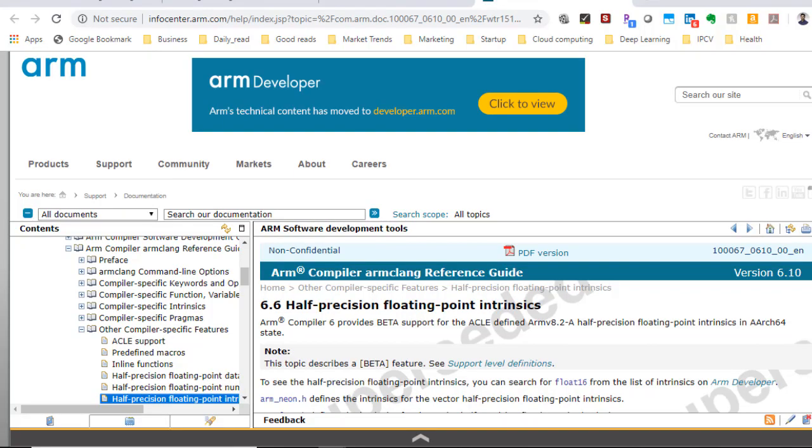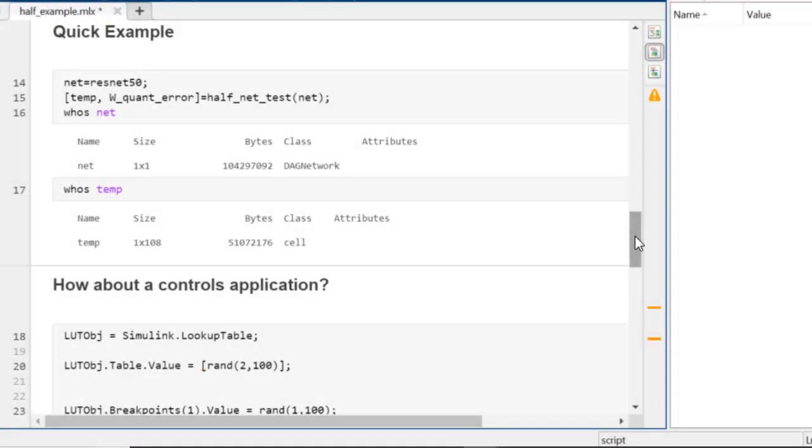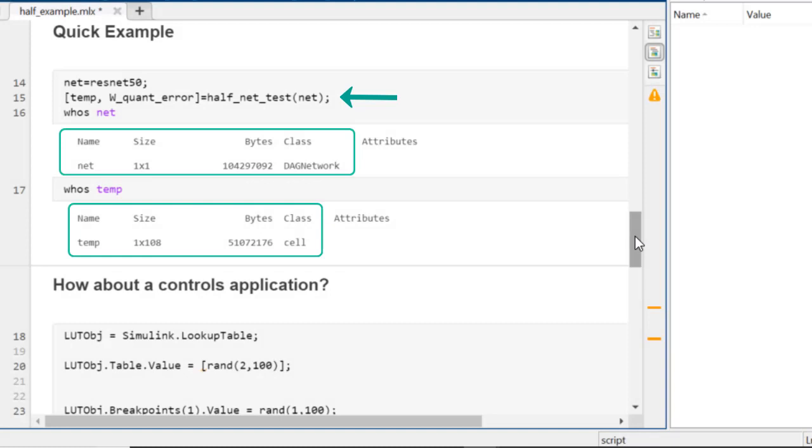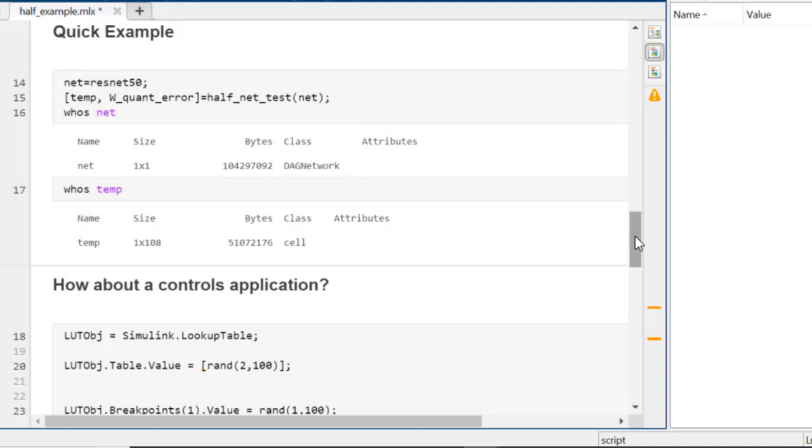So the obvious benefit of using half precision is in reducing the memory, reducing the data bandwidth, as we see here for the ResNet 50 model. In addition, the hardware vendors also provide hardware acceleration for computations in half, such as CUDA intrinsics in case of NVIDIA GPUs.